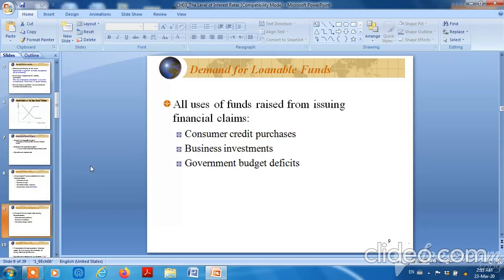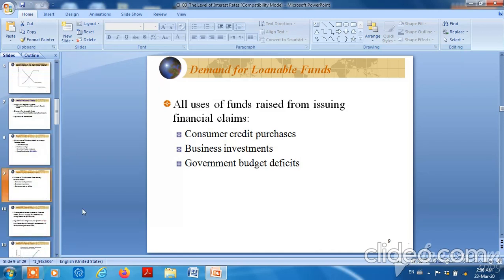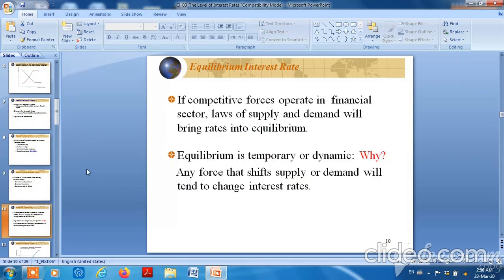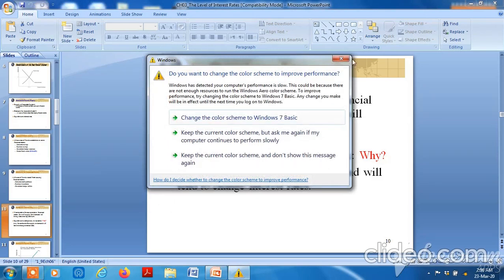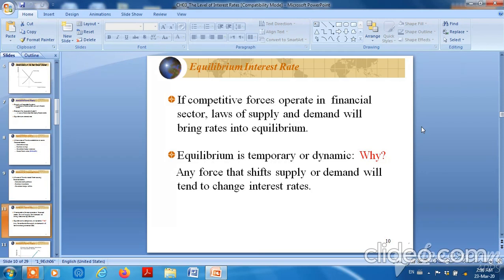The demand for loanable funds covers all uses of funds raised from issuing financial claims: consumer credit purchases, business investments, and government budget deficits. So, there are the uses of funds, and of course the demand for loanable funds. The equilibrium interest rate: if competitive forces operate in the financial sector, the laws of supply and demand will bring rates into an equilibrium point. But you have to know that equilibrium is temporary or dynamic. It's not stable forever. Why? Because any force that shifts supply or demand will tend to change the interest rates.